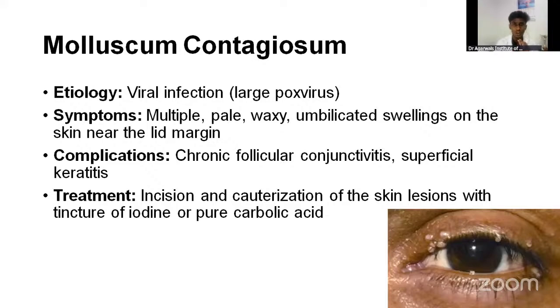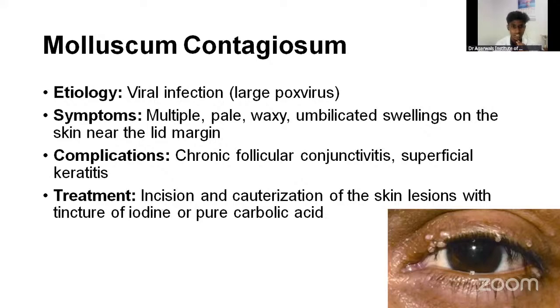Molluscum contagiosum. Etiology: viral infection, large poxvirus. Symptoms are multiple pale, waxy, umbilicated swellings on the skin near the lid margin. Complications: chronic follicular conjunctivitis, superficial keratitis.